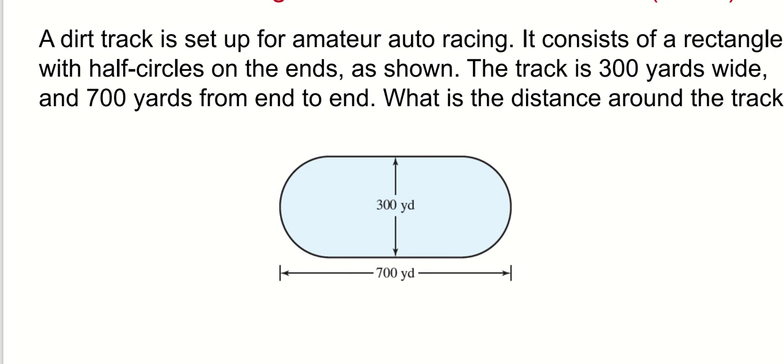Let's take a look at this example here. It says a dirt track is set up for amateur auto racing. It consists of a rectangle with half circles on the ends as shown. The track is 300 yards wide and 700 yards from end to end. What is the distance around the track? So we want to find the total distance. If you were to walk around this thing, how far would we travel?